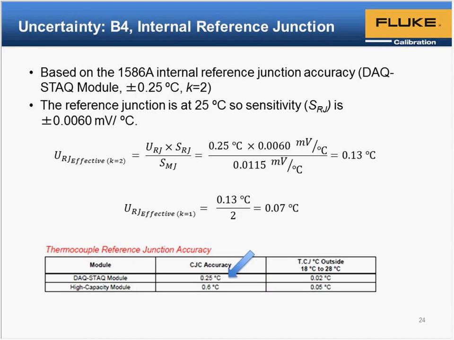so we get 0.007. Now we're going to do the same thing for our internal reference junction. The internal reference junction uncertainty is 0.25 C, ten times larger than the ice bath. And we apply the same principle with the ratio of the two sensitivities. Keep in mind, in this case the reference junction is at 25 degrees C, not 0 degrees C, so we have to go out and get the sensitivity at 25. It's slightly different. We end up with an uncertainty of 0.07.